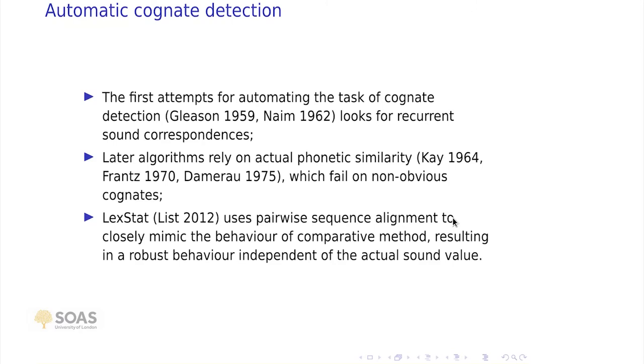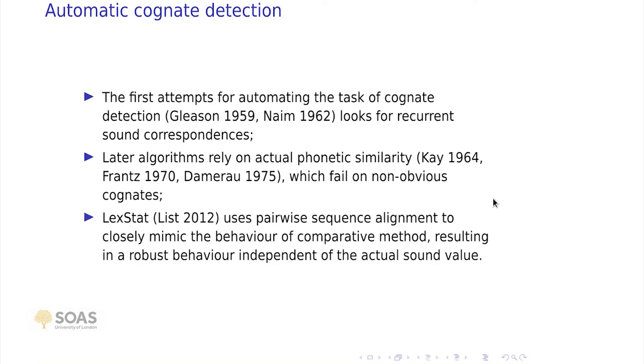As soon as the thing gets computerized and has some actual engineering constraints, the basic methods rely on actual phonetic similarity, which is kind of a no-no for historical linguists. Because in this kind of thing, you have, in Persian, bad means bad. So yeah, Persian bad is cognate to English bad. Of course, the world doesn't look like this, but those algorithms will pick up those coincidental lookalikes while failing on non-obvious cognates.